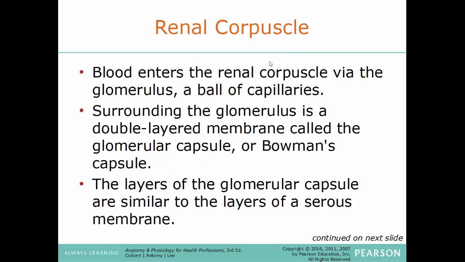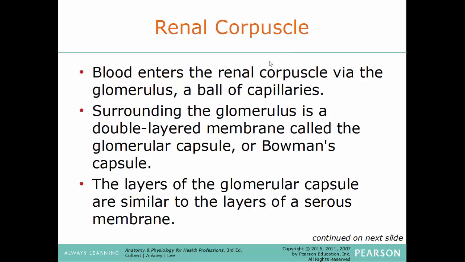Blood will enter the renal corpuscle through the glomerulus, which is really just a tangled mass of very permeable capillaries. Now, surrounding the glomerulus is called the glomerular capsule, or the Bowman's capsule. And its function is to basically catch whatever gets filtered by the glomerulus.